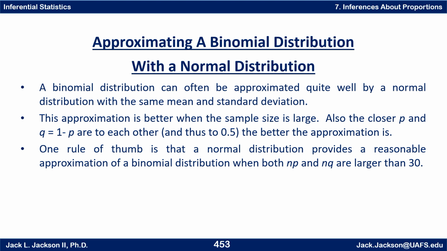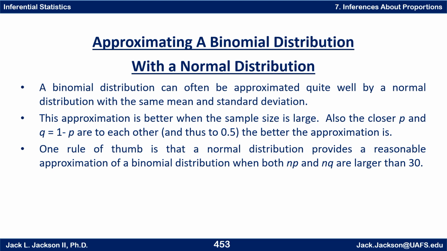One rule of thumb is that a normal distribution provides a reasonable approximation of a binomial distribution when both nP and nQ are larger than 30. I've seen some textbooks use a less stringent criterion than that, and some people will allow it, but my experience is we need something like this.